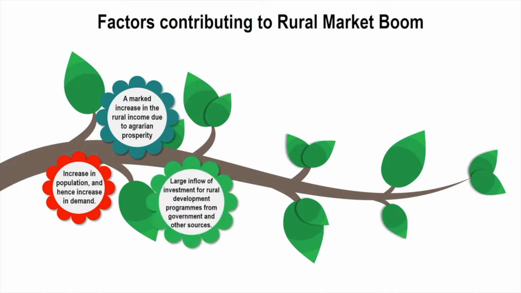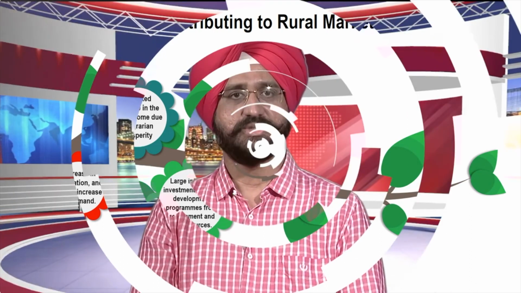Large inflow of investment for rural development programs from government and other sources. Government is concentrating on these areas for infrastructure development, for social uplift, for improving the lifestyle of people. Parallelly, there are so many NGOs, Indian and foreign, which are also adopting villages, launching programs which would help people come out of poverty, and out of different social problems which they are facing in terms of development, literacy, and the basic aim being that sustainable development goals should be met.